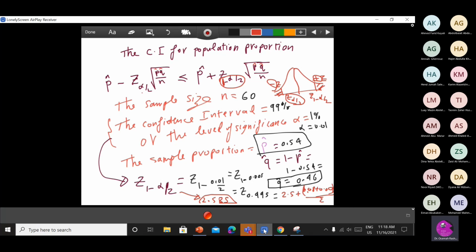Now I have the confidence interval and I'm going to substitute. What is P hat? P hat is 0.54. What is Z alpha over 2? It is 2.85. Then the square root of what? P is 0.54, Q is 0.46, and N is 60, all of this under the square root. Can you get me this number? 0.54 minus 2.85 times this one.